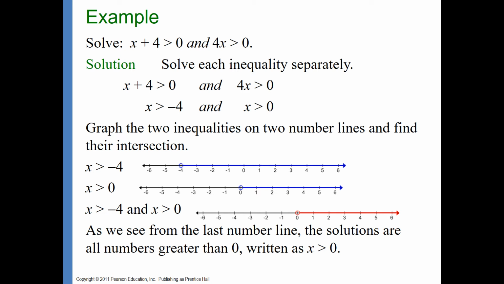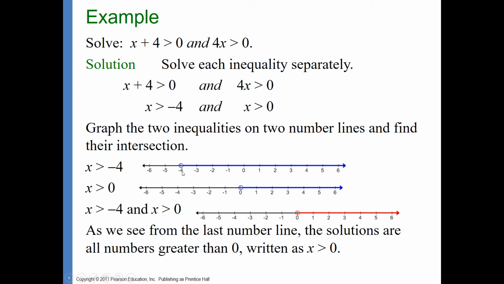Here's another example. We're going to solve x plus 4 is greater than 0 and 4x is greater than 0. You solve both of these just like we've done before, subtracting 4 on both sides, giving us x is greater than negative 4. On the right side, 4x is greater than 0. We divide by 4 on both sides, we get x is greater than 0. So x is greater than negative 4 and x is greater than 0.